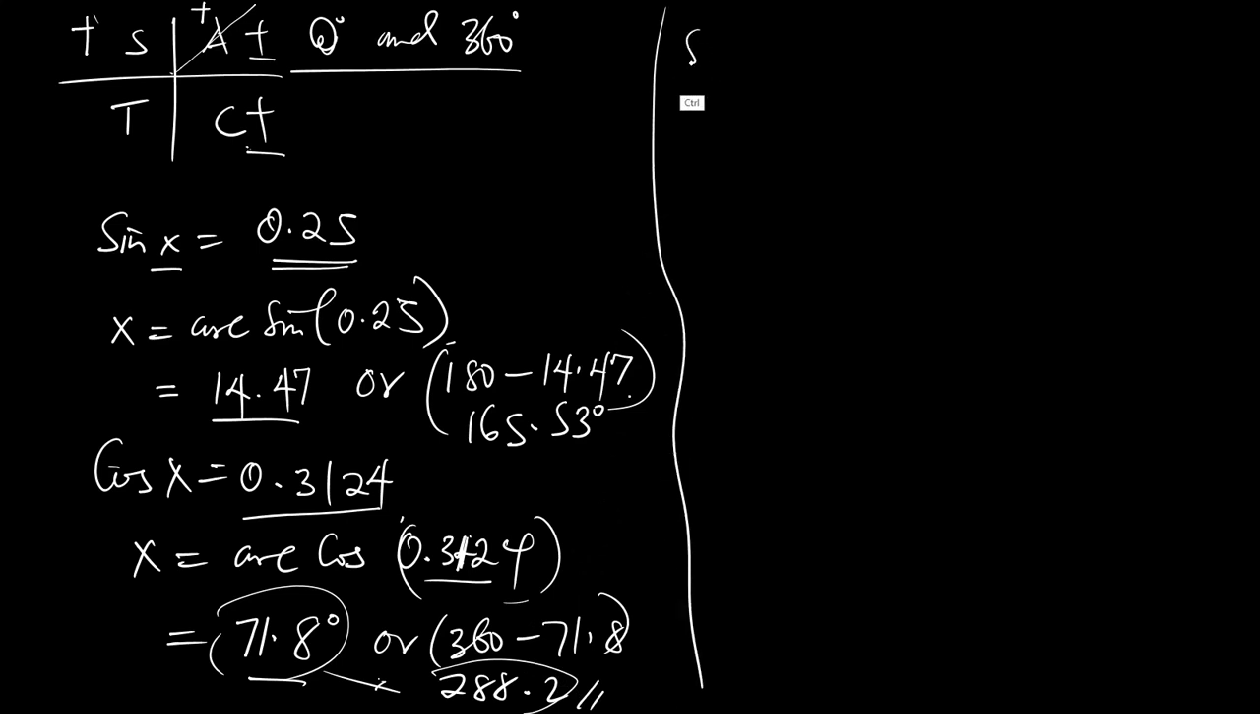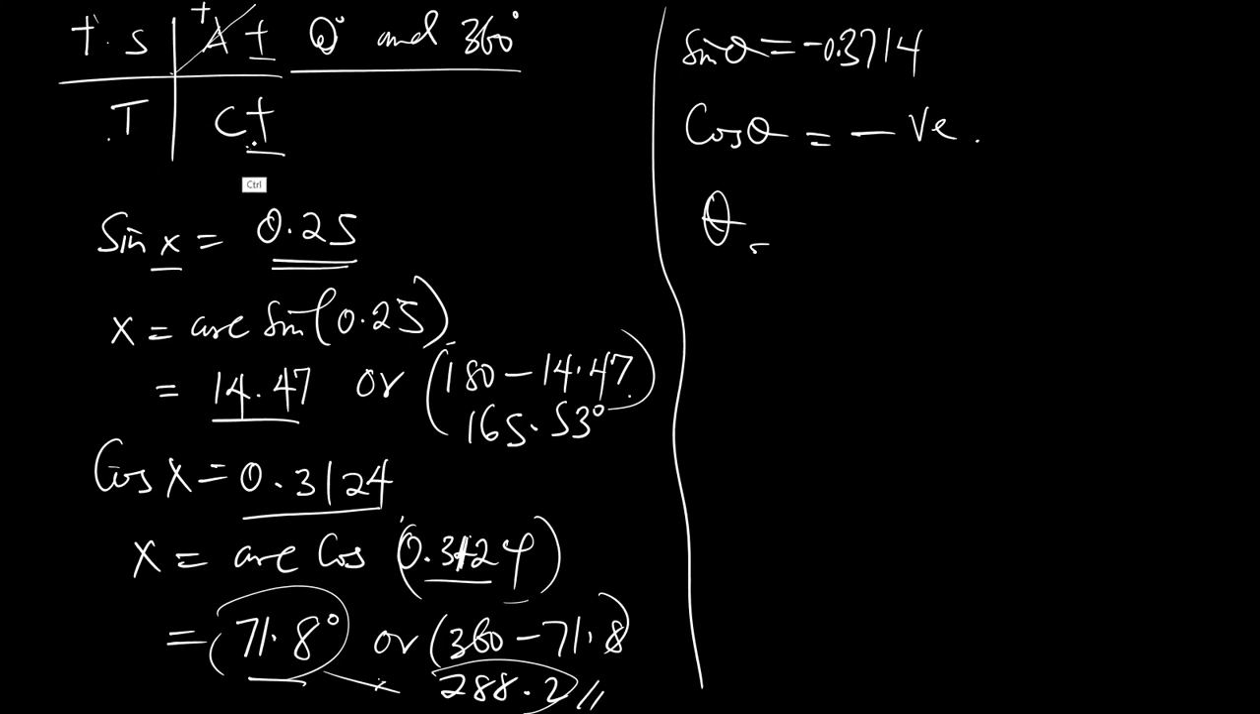Let's say you have sine theta equal to minus 0.3714, and cos theta is a negative value. So what is theta? Sine is negative there. Sine is positive here and here. Sine is negative here and here. But cos is negative there, so it should fall between these two. Since cos is positive here, it should fall in the third quadrant.